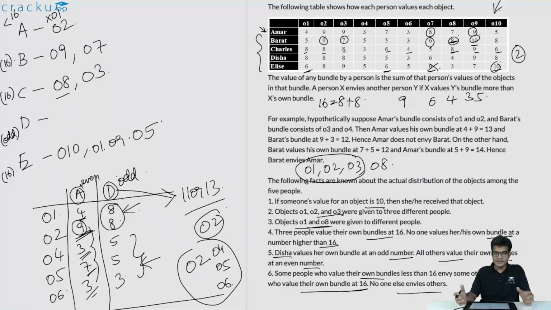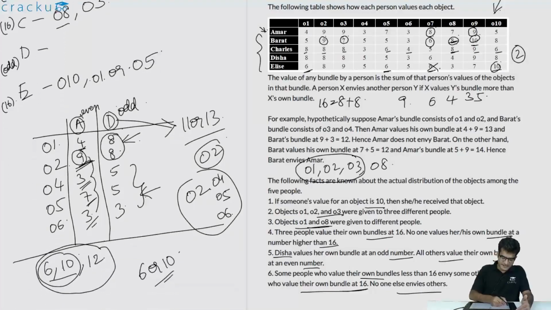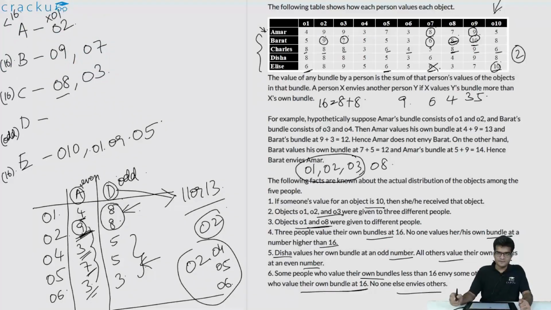Just to reiterate, if O2 doesn't belong to Amar, O2 has to go to Disha, and Disha will pick another object which is either O4 or O5 or O6, and Amar will be then jealous of Disha. That can't be allowed, so O2 will belong to Amar. Now if you are removing this, then you can actually say that O1 has to now belong to Disha. Why is that the case? Because remember what we said, Disha's sum has to be an odd number, and there is only one even number and the remaining 3 are odd.